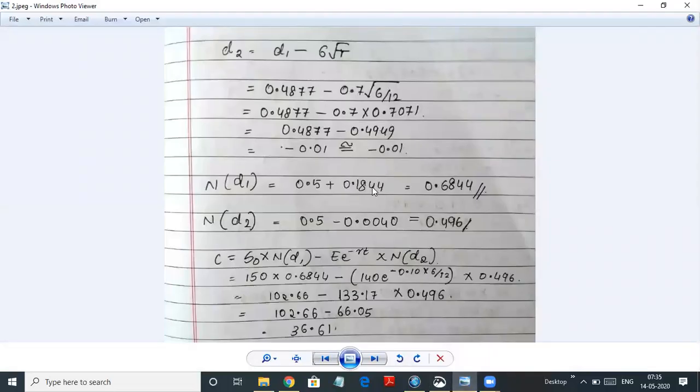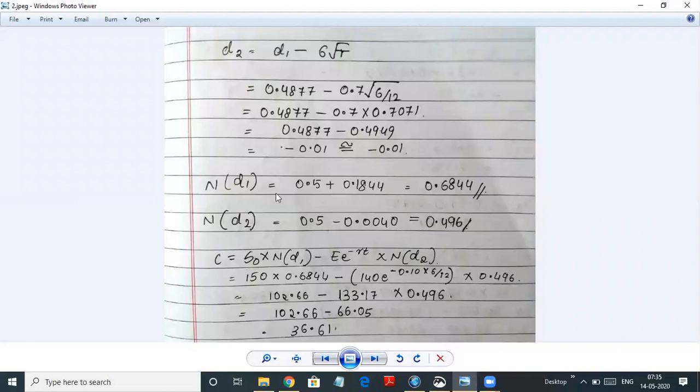Now this is positive, right? 0.48 is positive, so we should do 0.5 plus the table value. So ND1 is 0.5 plus 0.1844. You get 0.6844. ND2, D2 is a negative value, so we'll do 0.5 minus.